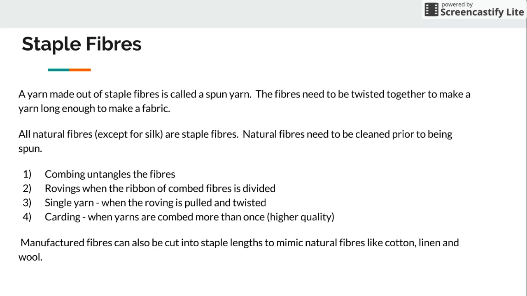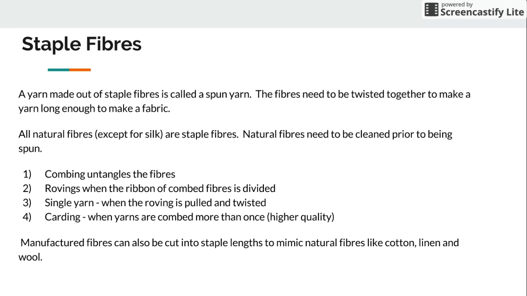And natural fibers need to be cleaned before you spin them. So you comb them to kind of untangle them, and then you rove them. So basically it's kind of like a braid where you have this ribbon of fiber and you divide it up into smaller ribbons.